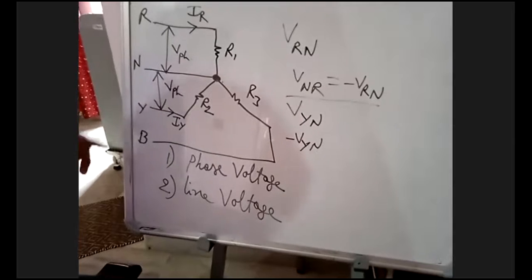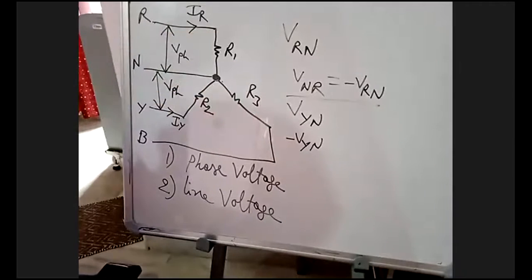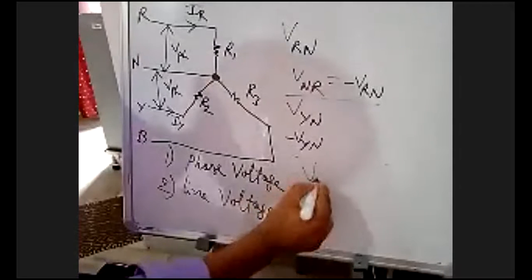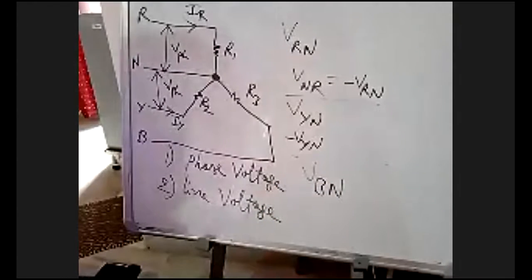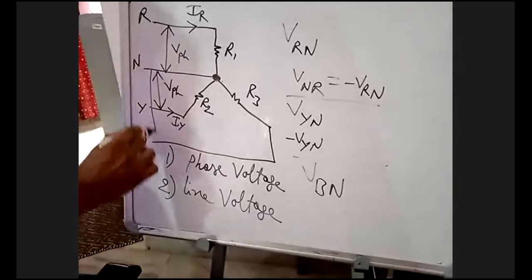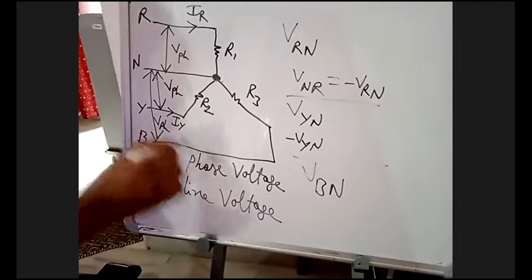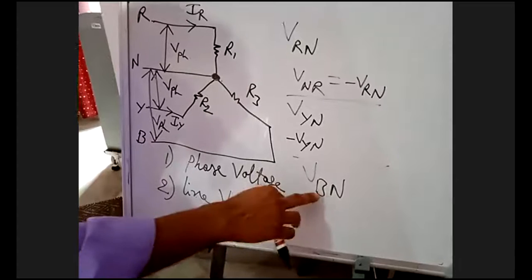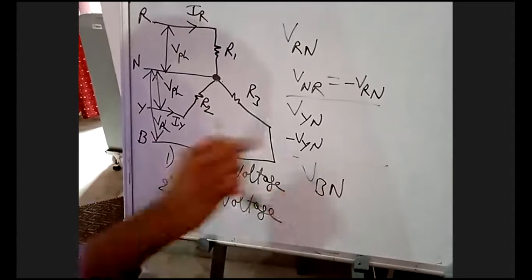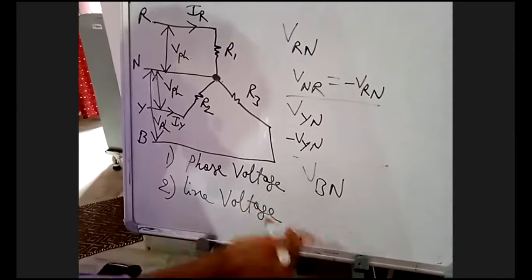Next, see here, I have told VRN, VYN. What is the next one? Next phase voltage, VBN, in between B and neutral. This is also phase voltage, in between B and N, in between phase and neutral. B is also one more phase, in between phase and neutral.